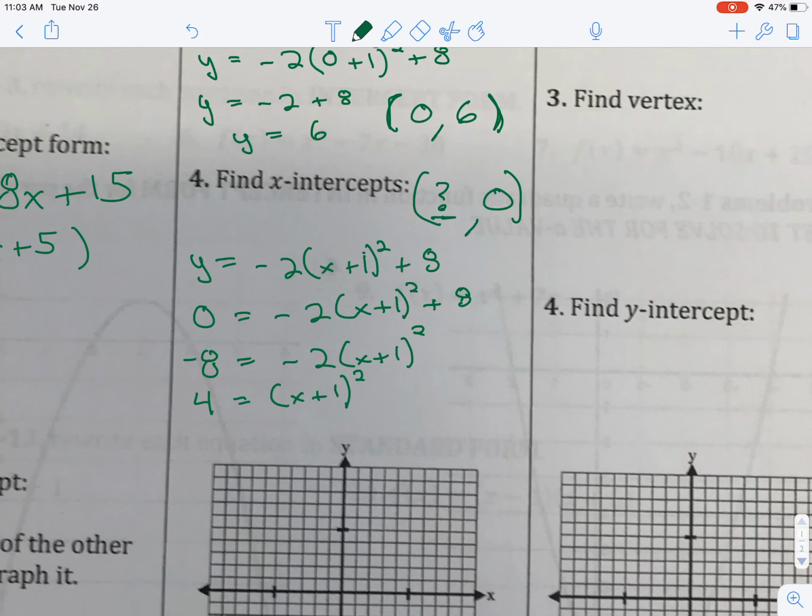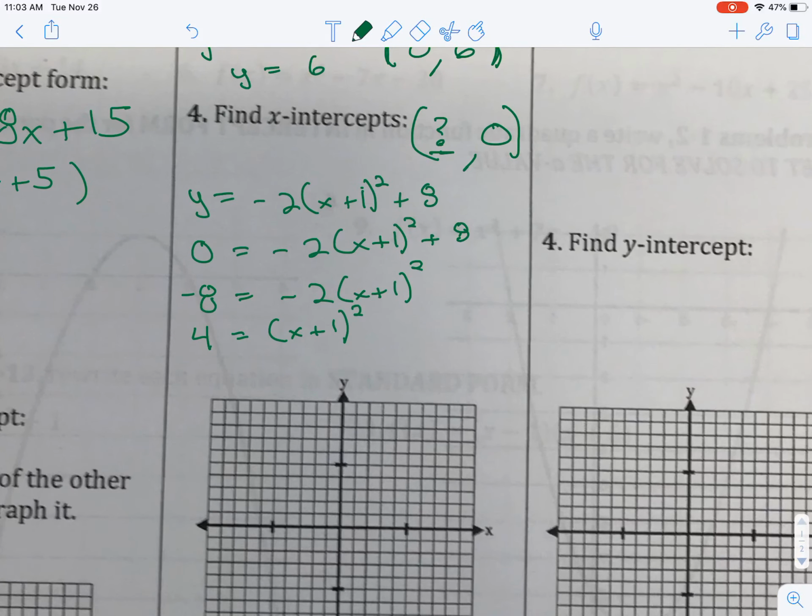squared. Now I got to get rid of the squared, and the opposite of squared is square root. So I'm going to take the square root of both sides. And the square root of 4 is positive negative 2. I'll explain that in a minute, is equal to x plus 1. Remember, the square root of 4 has two answers, okay? It is 2 and negative 2, because negative 2 times negative 2 is positive 4.